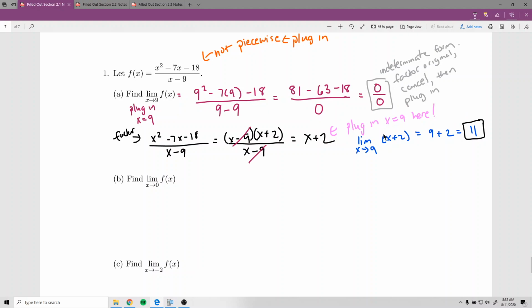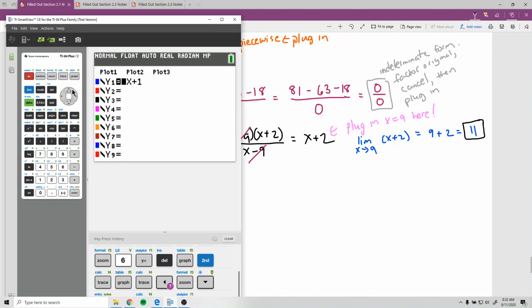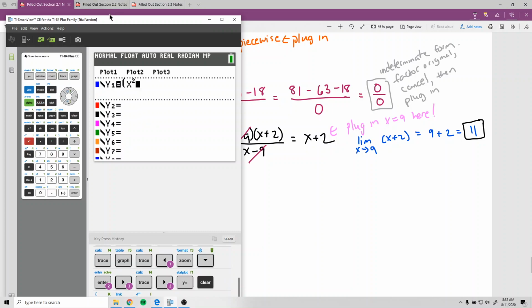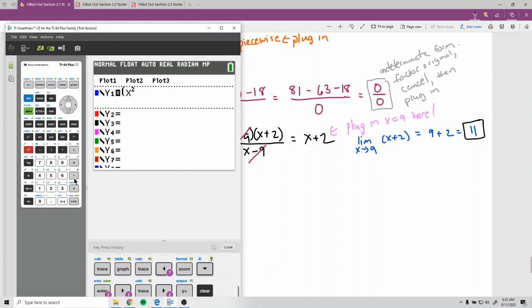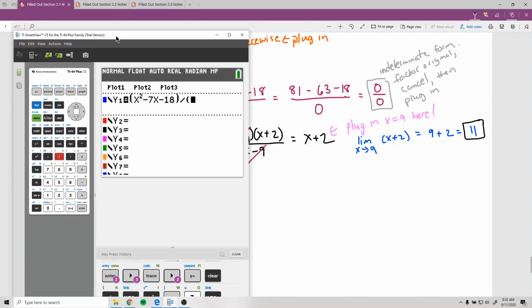Now I'm going to show you the graph of this because there's something funny that happens on the graph at 9. It's actually going to be a hole whenever you have 0 over 0. Well, not every time, but most of the time you have a hole. And let's go ahead and graph the original. So we had x squared minus 7x minus 18 on top, divided by x minus 9.